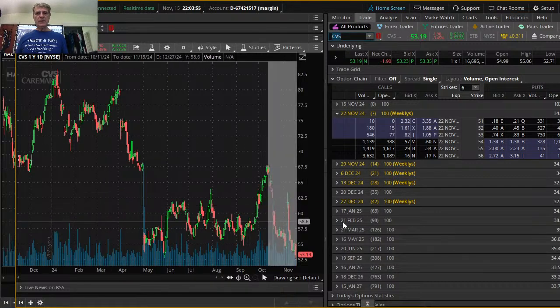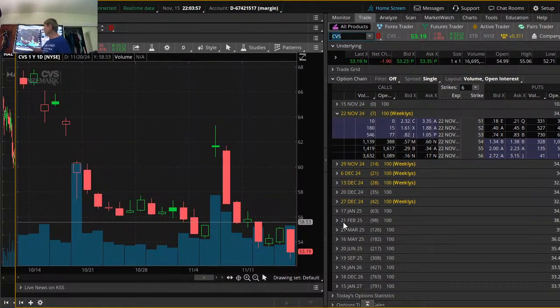Yeah, look at CVS. 30 days ago up here. She drops down, bounces back up, drops again. Now we're looking for a new 30-day bottom. It's just a waiting game with CVS. Where is the bottom going to be? Is it tomorrow? Is it next day? Is it the next day?